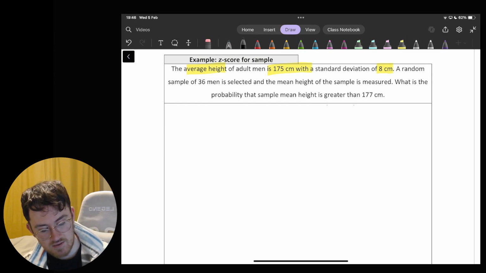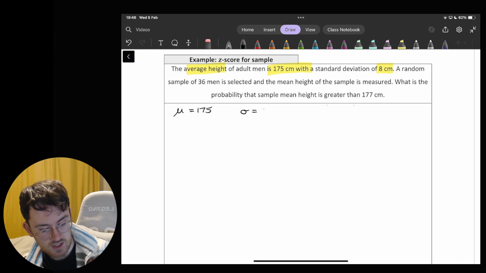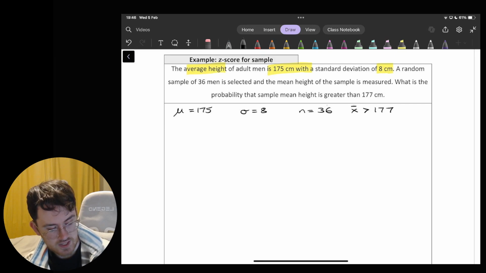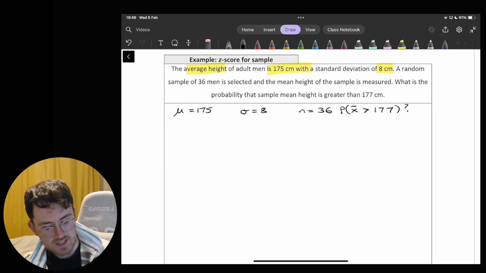So let's lay out everything that we know here. The mean height is 175. The standard deviation is 8. The sample that I've taken is of 36 people, and we want to measure x bar being greater than 177. So the question here is, what is the probability that x bar, the sample mean, is bigger than 177? Okay, so let's have a look.